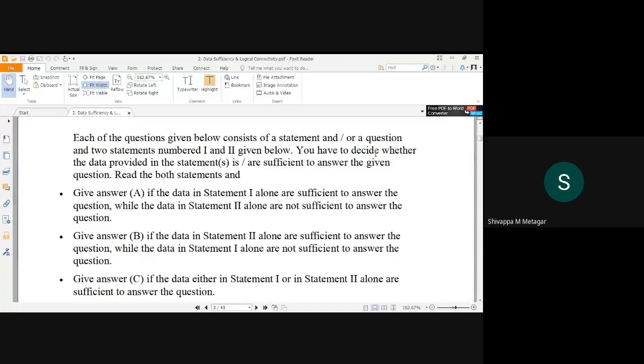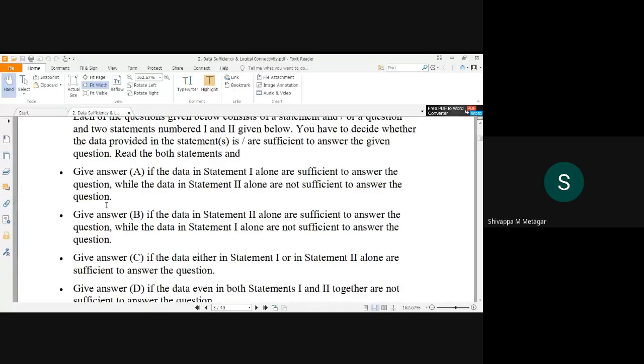Then you have to decide whether the data provided in the statements are sufficient to answer the given question. Read both the statements and then find out. First option: the data in statement 1 alone is sufficient to answer the question, while the data in statement 2 alone is not sufficient. Second option: the data in statement 2 alone is sufficient to answer the given question, while the data in statement 1 is not sufficient.